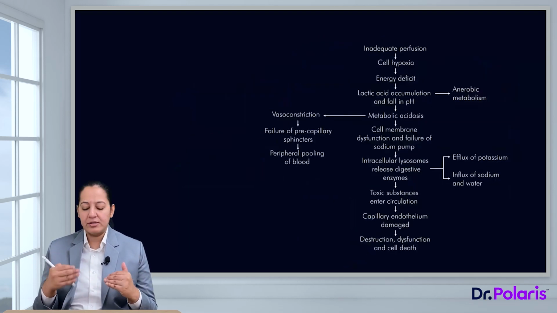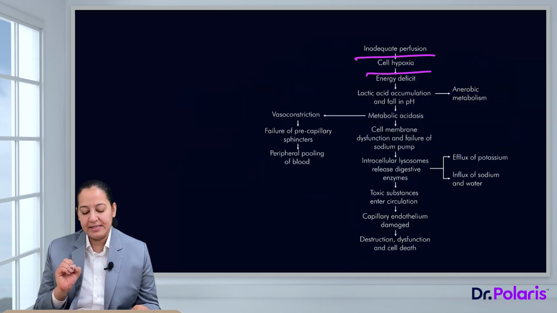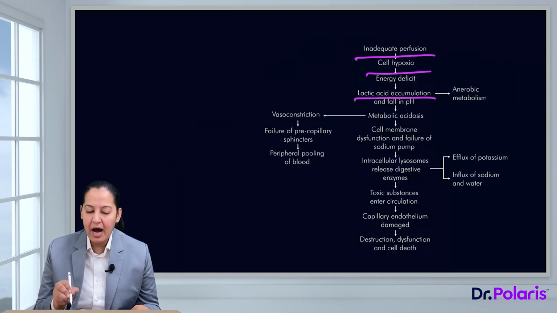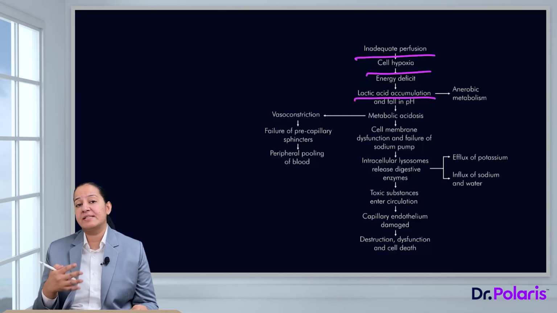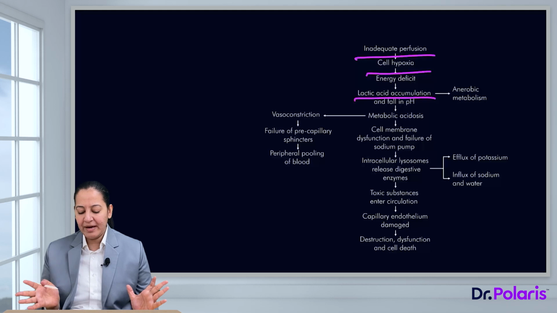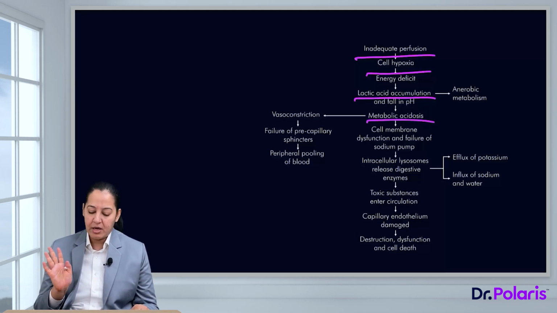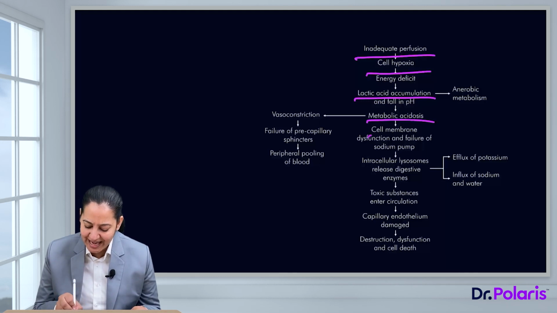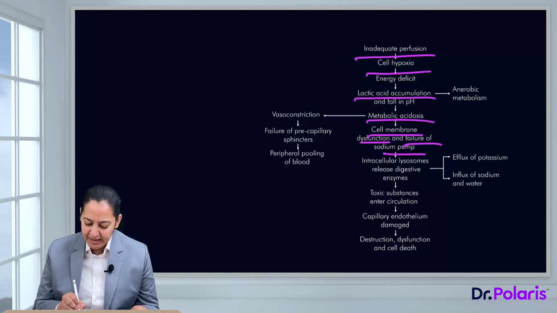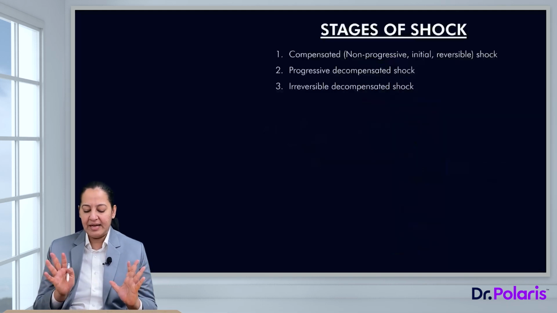Now, if all the organs of the body receive inadequate perfusion, cell hypoxia is there. Because of the cell hypoxia, anaerobic glycolysis will take place inside the cell, because the cell wants to synthesize ATP from some other source. Anaerobic glycolysis will lead to metabolic acidosis because of lactic acid production. Because of metabolic acidosis, cell membrane dysfunction and failure of the sodium-potassium pump will take place. Ultimately, it will lead to capillary endothelial damage, destruction, dysfunction and cell death. So this is how cell death takes place.